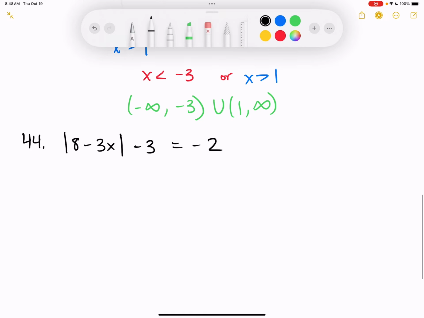I'm going to say it again because every year this is a problem. People decide that they're going to go ahead and set this up as exactly equal to negative 2 and then the stuff on the left equal to positive 2. But you can't do that yet. We've got to get that absolute value by itself. So I'm going to move the 3 over. So I have the absolute value of 8 minus 3x is equal to 1. And now I can split it up to have 8 minus 3x is equal to 1, or 8 minus 3x is equal to negative 1.